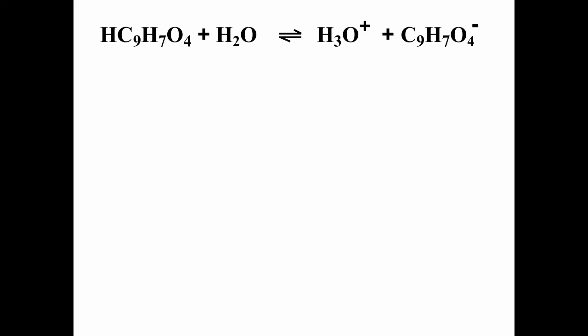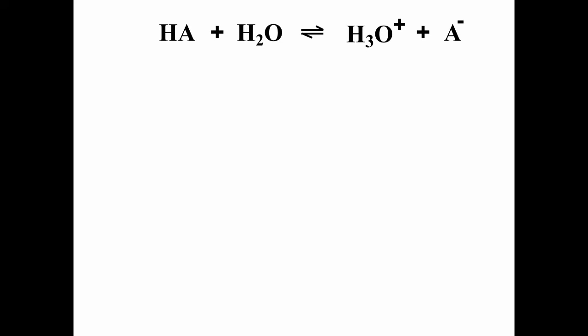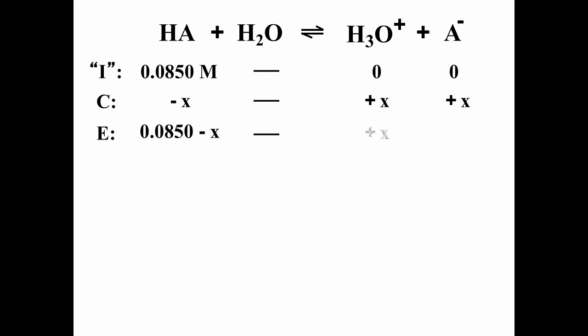So we'll use the full equation and then reduce that to a slightly simpler form, and then our standard ICE table where the initial concentration of the acid is 0.0850 molar. We pretend it hasn't dissociated, then we allow it to dissociate and see what we get at equilibrium.